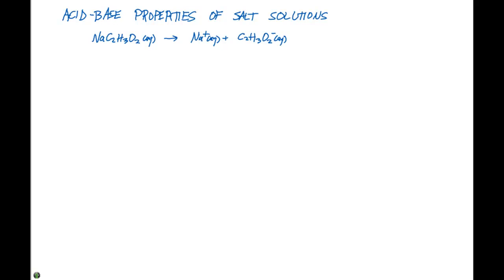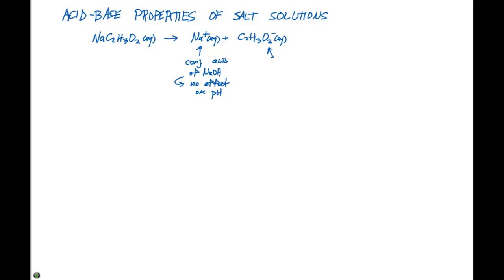Let's continue our discussion on acid-base properties of salt solutions by looking at salts that come from weak acids and weak bases. So if we have sodium acetate, we can look at the Na plus and the acetate minus ions in solution. We can say that the Na plus is going to be our conjugate acid of NaOH. And we showed from the previous video that this has no effect on the pH.